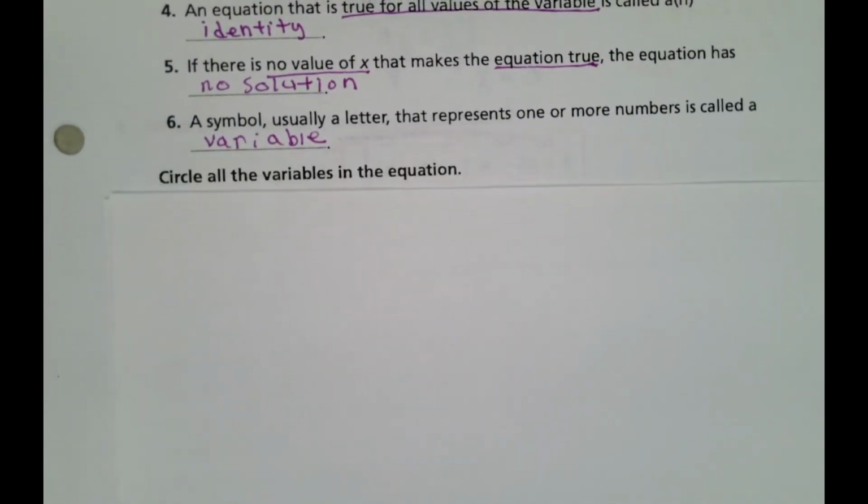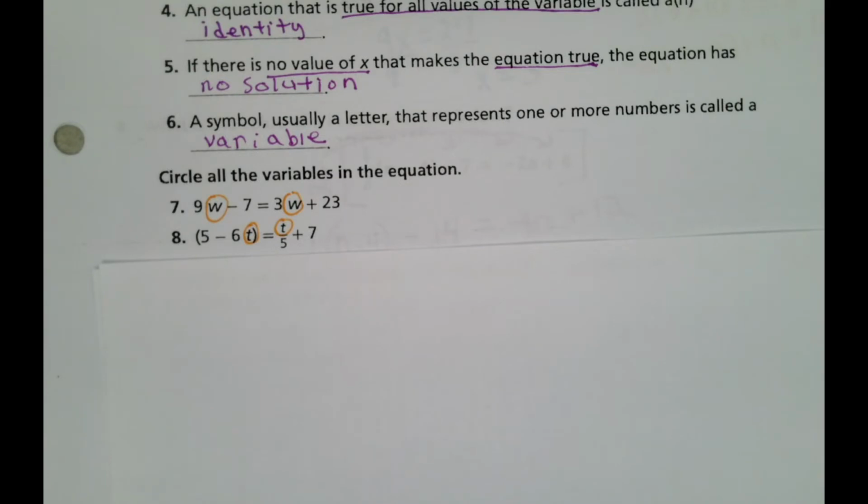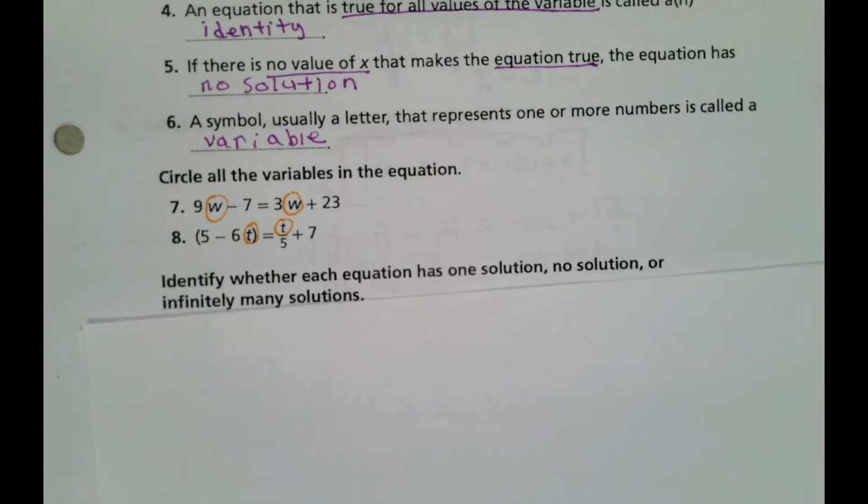Alrighty. So now we're going to look at the variables. Notice in these equations that the only thing circled are the letters. The 9 is really close to that W, but we do not circle the 9 because the 9 is a coefficient. It's a number being multiplied to our variable. The variable is only the letter that stands for the numbers we don't know. Okay? So this is identify whether each equation has one solution, no solution, or infinitely many. We're going to come back to that once we've learned a little bit more about it.